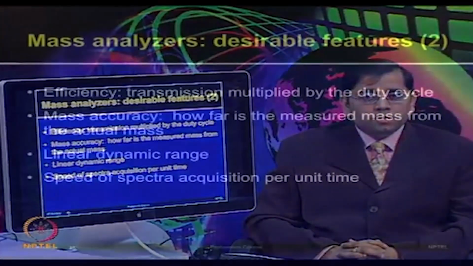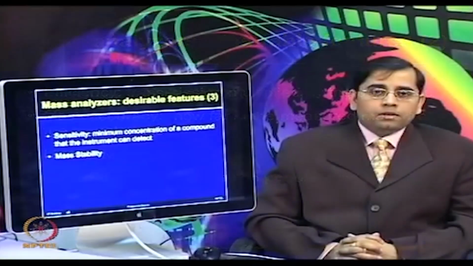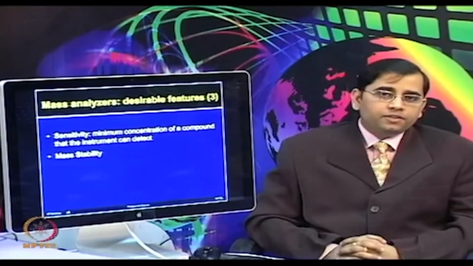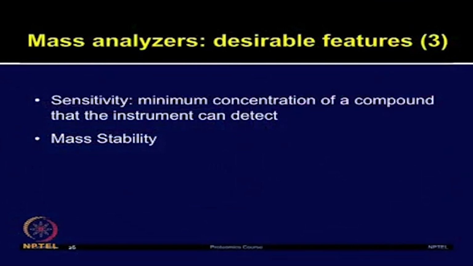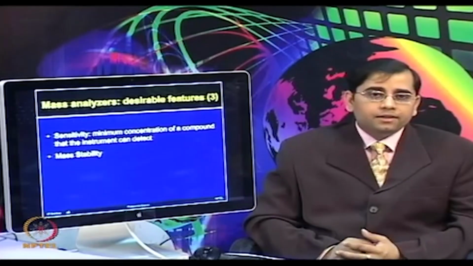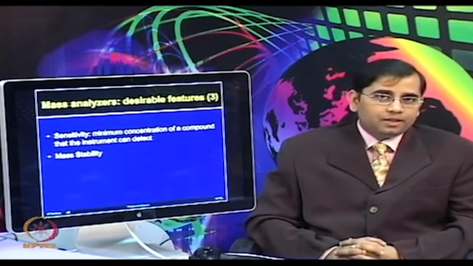Speed, how many spectra can be acquired per unit time. All these are desirable features of mass analyzers. Again, in the desirable features, one needs to look at the sensitivity, the minimum concentration of a compound that the instrument can detect with a particular signal to noise ratio. So, detection sensitivity is the smallest amount of an analyte that can be detected at a certain defined confidence level.